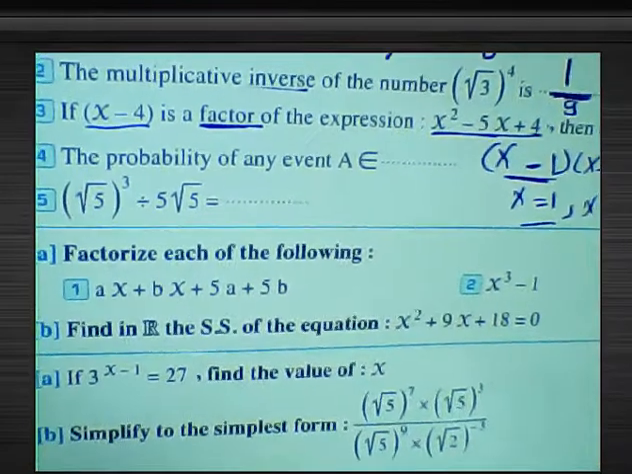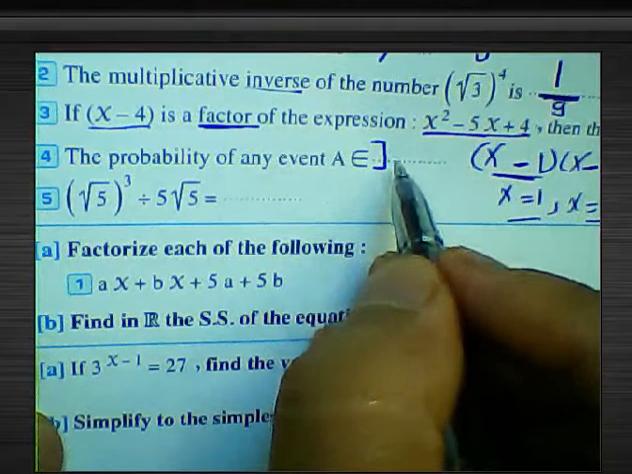The probability of any event belongs to the interval from 0 to 1.